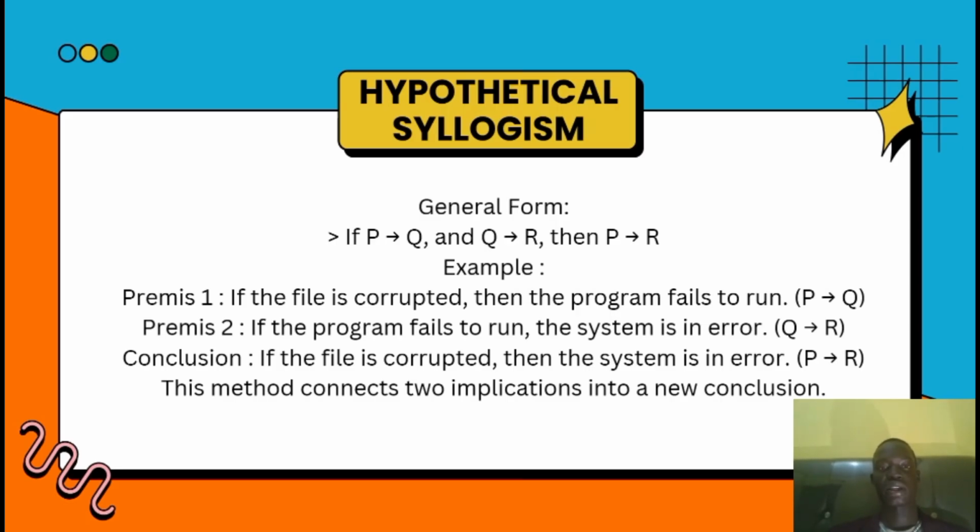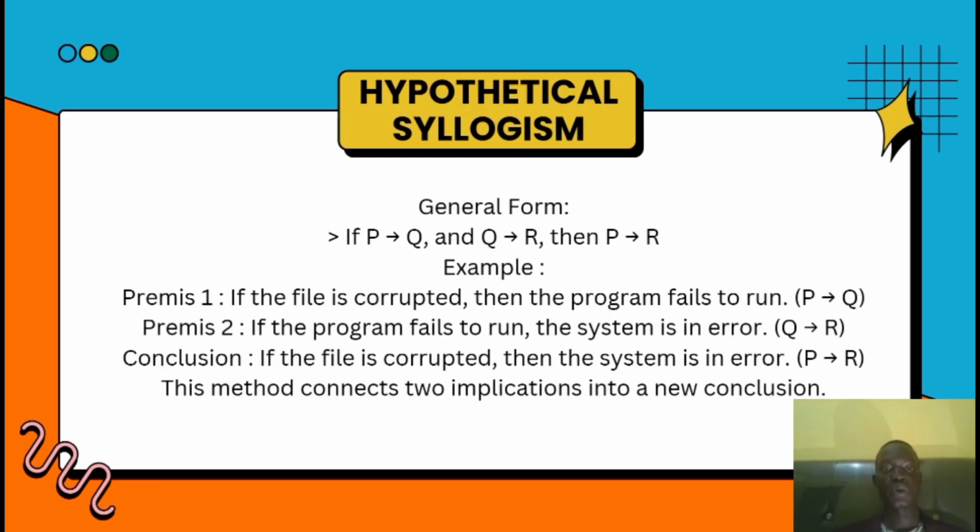because if there is a power failure in this system or computer, or if there are software errors or hardware failures in this system or computer, then it will definitely bring program failures in this computer. Definitely it means that if the file is corrupted, then the program fails to run. So P implies Q is true.